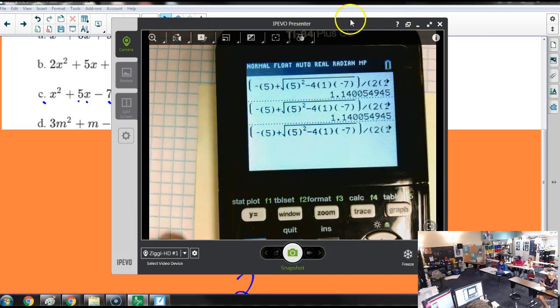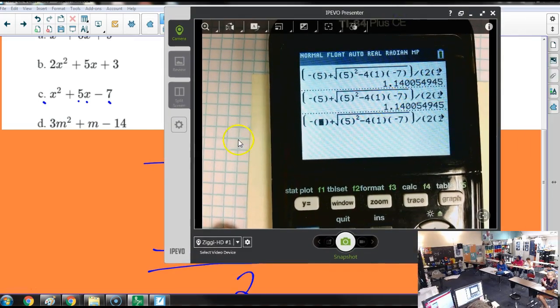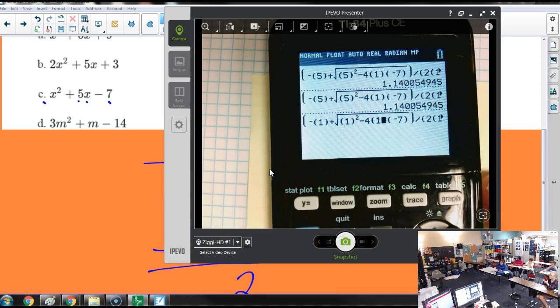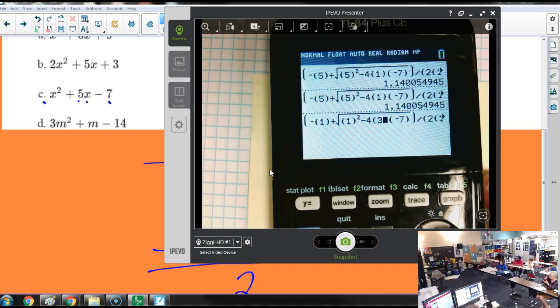So if I go to try to do D, B is 1, right? So everywhere that I have a B, I need to change that to a 1. Those are my only B's, right? A is 3, and C is negative 14. So here, this is going to be an issue because I only have 2 spaces here. So negative 1. Then I have to hit insert to get my 4 in there.